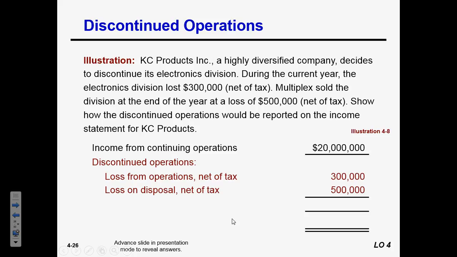Could it be a gain on both of them? Yes. Could it be the other way around? What would it be? A loss from operations and a gain on disposal. Quite common. Because remember, the assets are kept at book value, right? So you could have a gain, even though it's a loser.